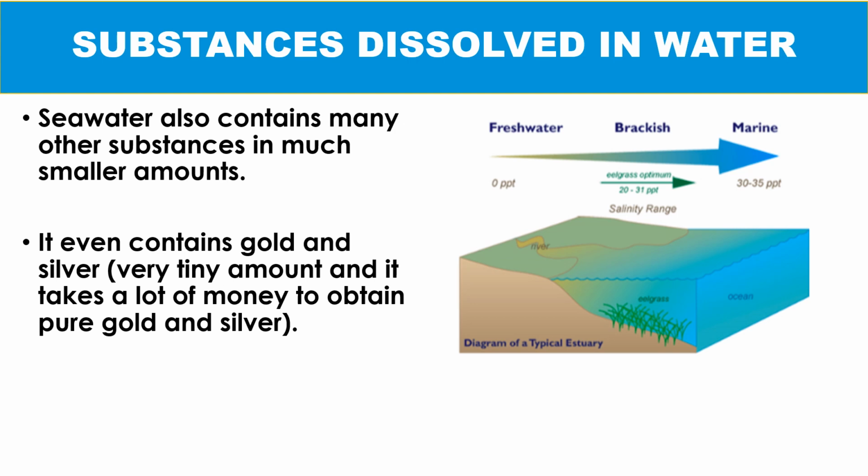So some of them are gold, silver, lead, mercury. Those kinds of heavy metals also dissolve in water. Not in a solid form though, just certain tiny amounts of ions.